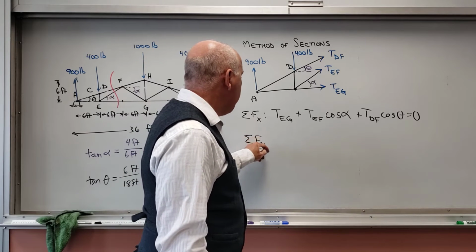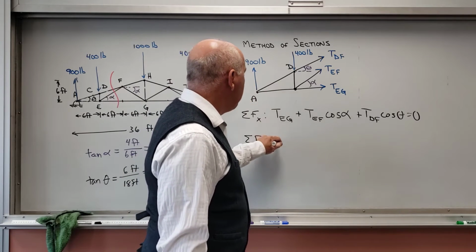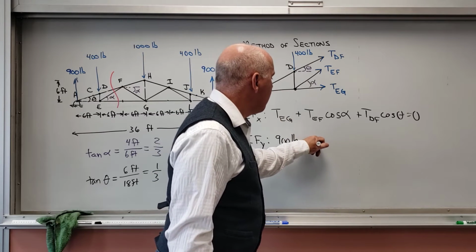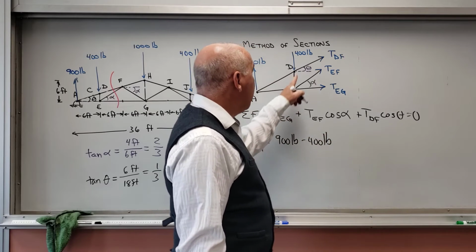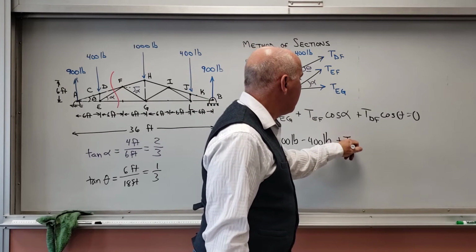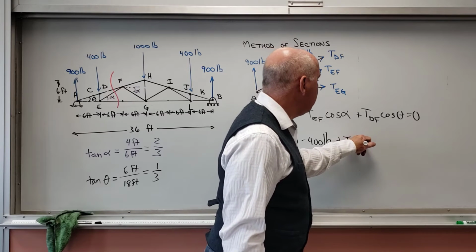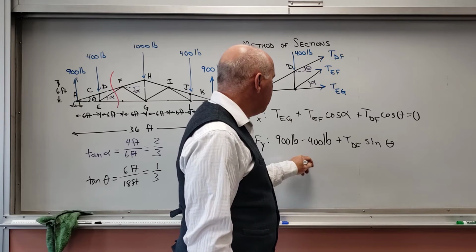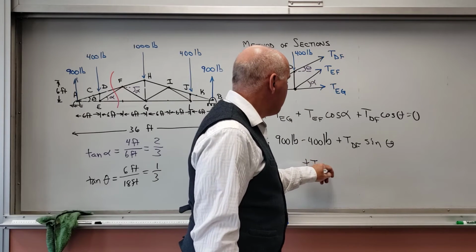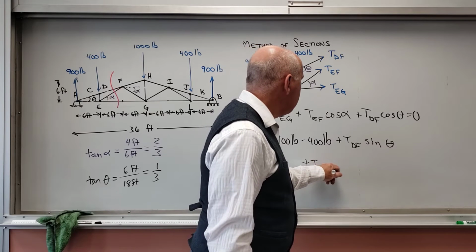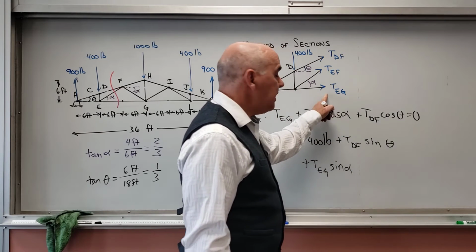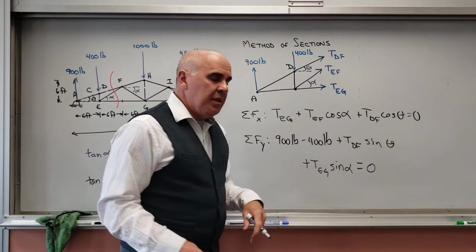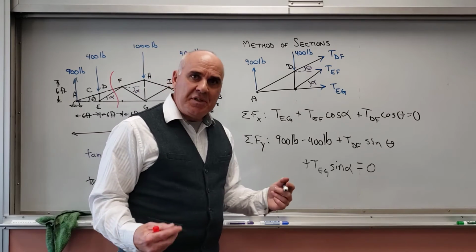Sum of the forces in the y. I've got 900 up, 400 down, TDF sine theta, and TEF sine alpha. Of course, TEG does not have a y component, so that's all equal to 0. That's 2 equations. I need a third equation, and it's going to be the sum of the moments.